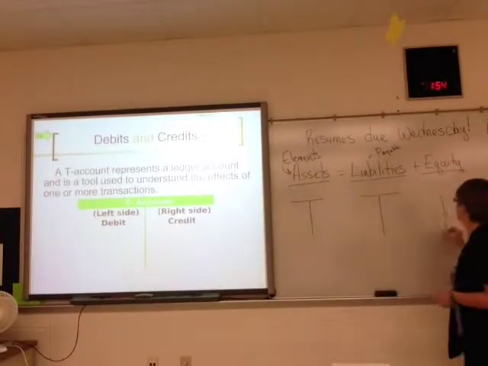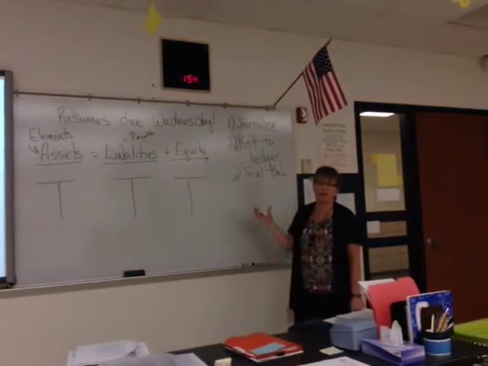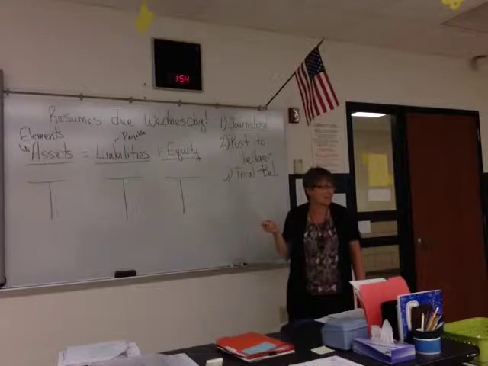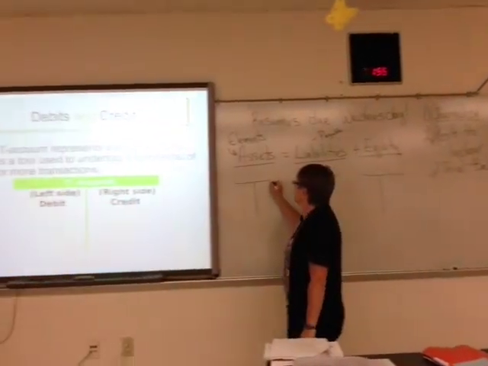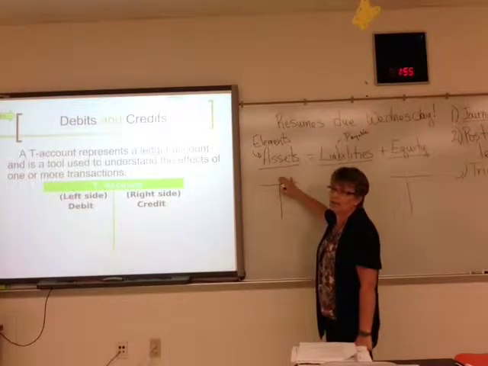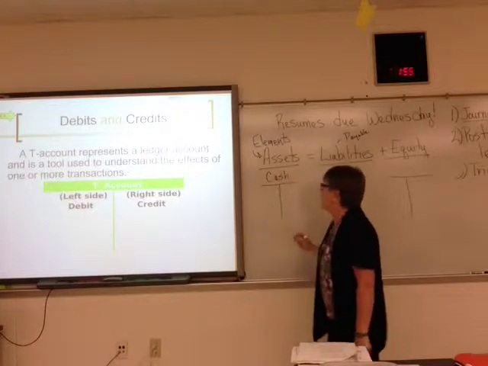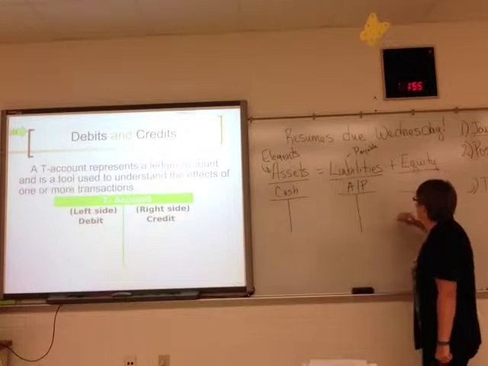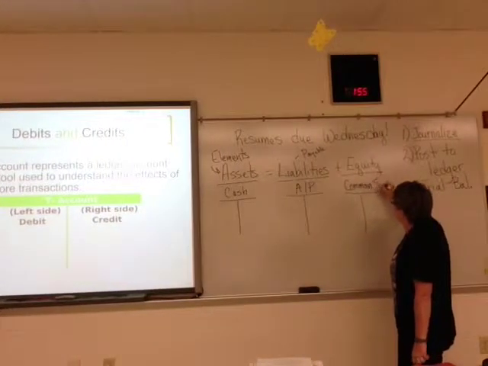These are called T accounts. They look like a T. I'm writing them on the board, so you should be writing them on your paper. Love it? Alright, so T accounts look just like T's. At the top of the T, you write the account title. So if this was the T account for cash, we write cash. This is for accounts payable, we just write accounts payable. Let's say this is common stock, we write common stock.